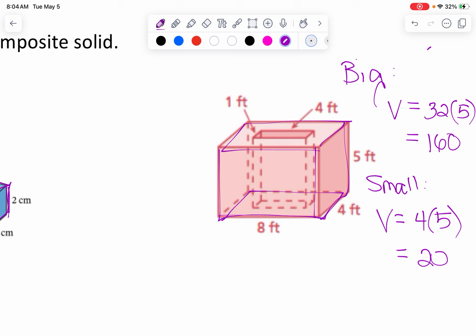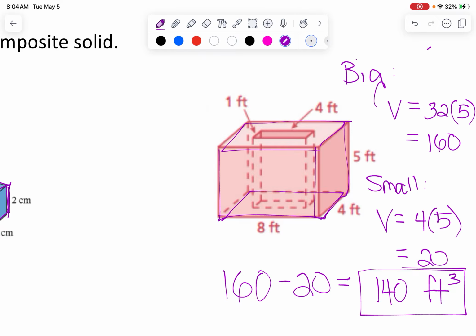So what do we have left? Well, we're just going to go 160 minus the hole that's there, so that's 20. And that leaves me with 140 cubic feet. And that is the volume of the remaining shape.